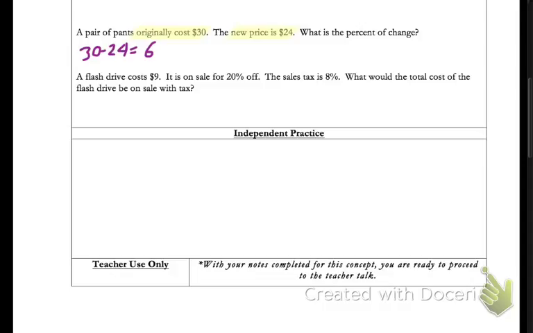Now, there's a couple different ways in which we could do this. One way is we could set up the percent proportion: x over 100 is equal to 6 over the original price. Always going to use the original. In cross multiplying, we're going to get 600 is equal to 30x, and x is going to give us 20%. That's one way we could do this problem.